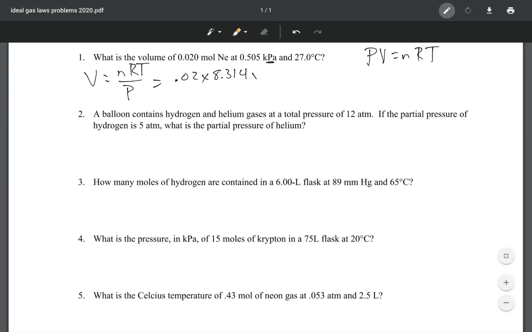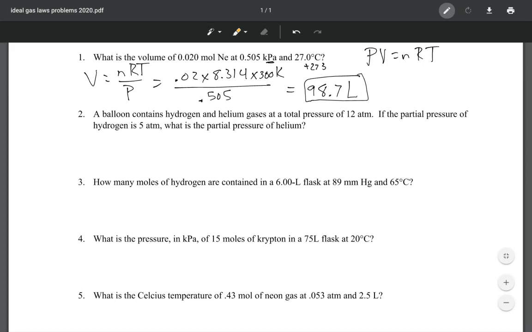And then we need our temperature, and our temperature must be in kelvins. So we need to add 273 to our 27 degrees Celsius. And when you do that, that's 300 kelvins. Then we're going to divide that by our pressure, which is 0.505 kilopascals. And then we just take our trusty calculator and we get 98.7 liters, or 98.8, depending on how you round there.